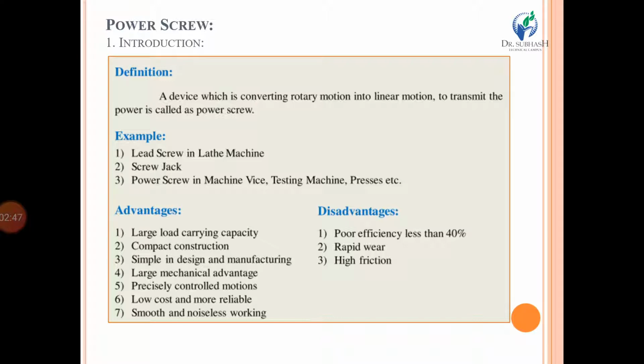Third, and very common to everyone, is the example of testing machines, the universal testing machine in civil department laboratories. All are examples of power screw.